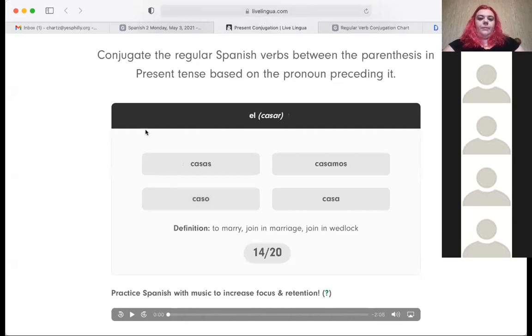For this next one, we have él, he, casar. And that's like he marries or something like that. So how are we going to say that? Is it going to be casas, caso, casamos, or casa? We have an AS ending, an O ending, an AMOS ending, or an A ending. What are we going to pick? Because it's él and it's an AR verb.